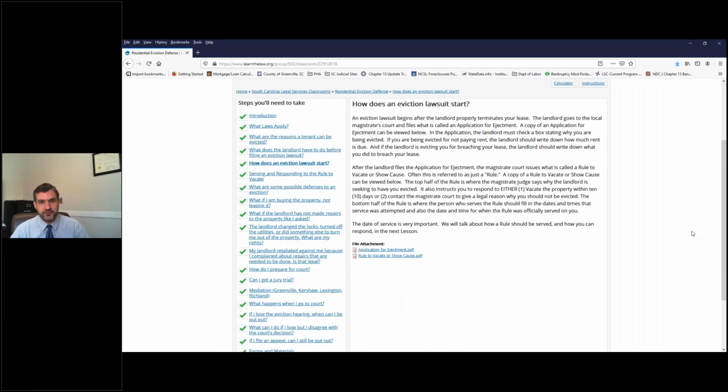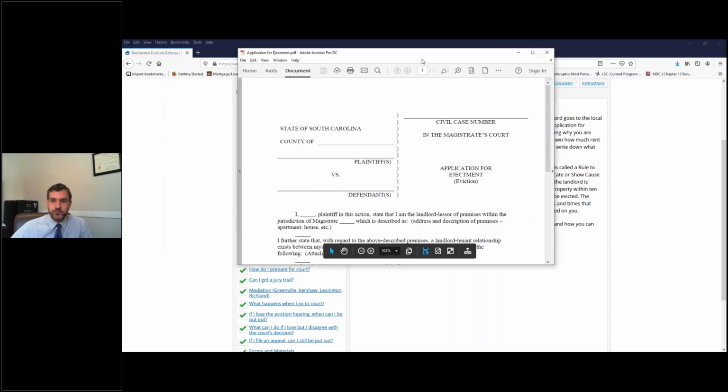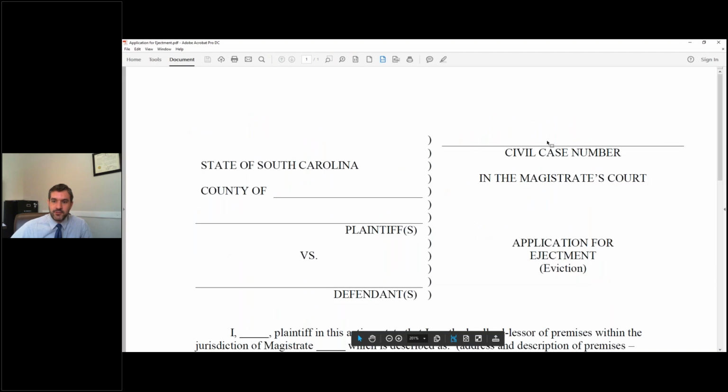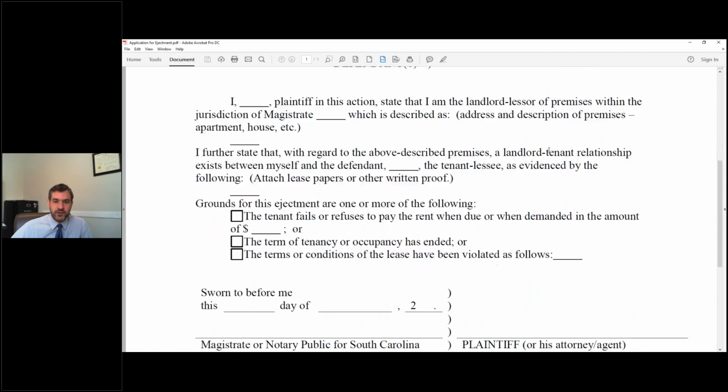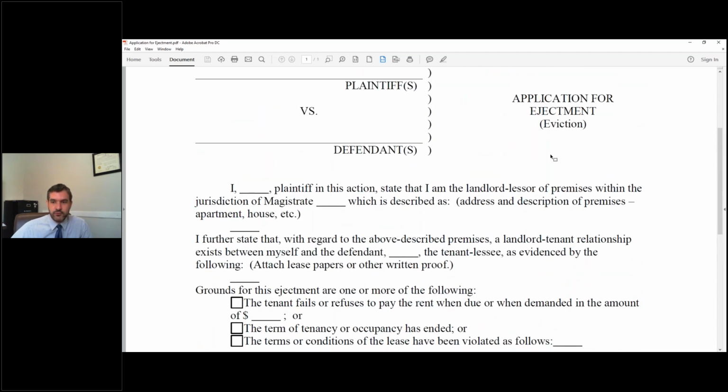After a landlord terminates the lease upon giving proper notice, then an eviction is allowed to begin. An eviction lawsuit begins once the landlord goes to the magistrate court and files something called an application for ejectment. The state of South Carolina, the judicial department, has put together sample forms that are used. And so we've linked to those forms, and you can see examples of what the documents are going to look like. So if we pull up the application for ejectment, this is what the landlord will fill out when he or she goes to the magistrate court.